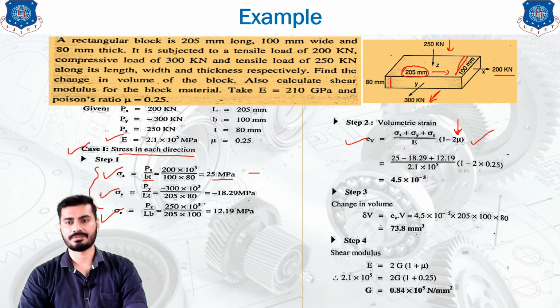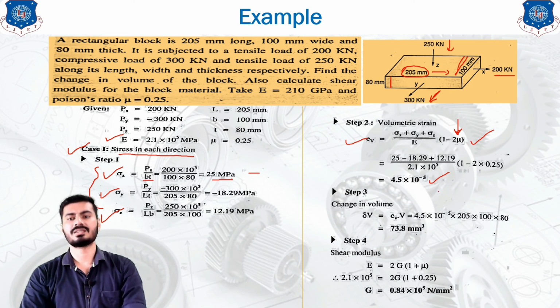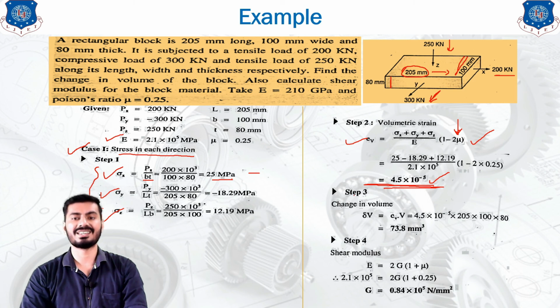So you can directly find the volumetric strain as 4.5 into 10 raised to minus 5. This is a unitless quantity, so you do not have to enter any unit beside it. We will see the change in volume from the volumetric strain in the next step.